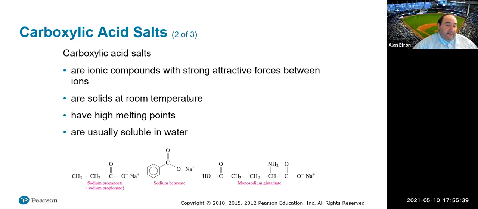What are carboxylic acid salts? They are basically ionic compounds with really strong attractive forces because they are ions. They typically are solids at room temperature. They have high melting points and usually are soluble in water because really they're an ionic compound in this particular case. So here are some examples of some carboxylic acid salts.